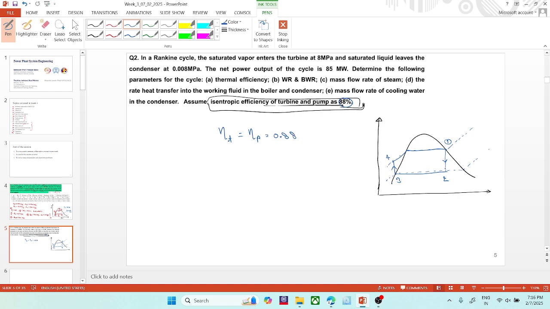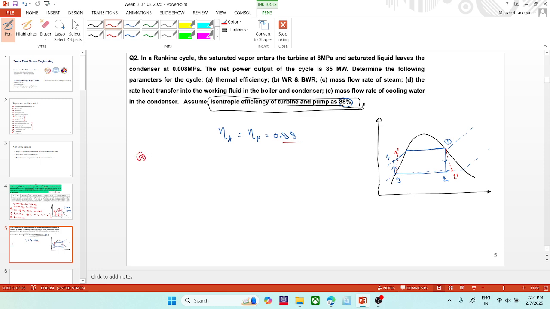So what you have to do is first calculate this H2, then H4. Then, by using the turbine and pump efficiency, you have to calculate the enthalpy at point 2 dash, and similarly the enthalpy here at point 4 dash. So this deviation between 4 and 4 dash will come due to the turbine and pump isentropic efficiencies. Similarly, I will write only the final values here.